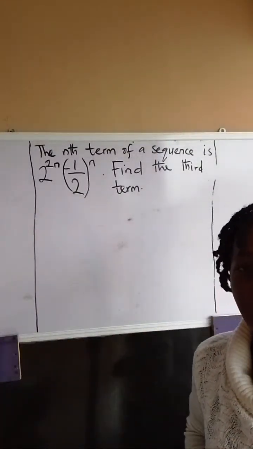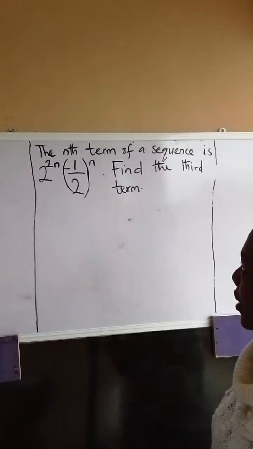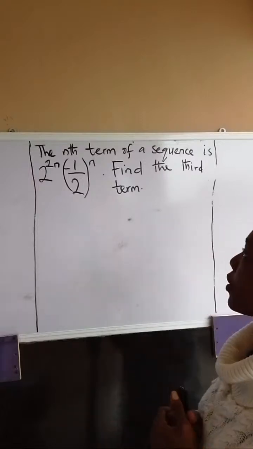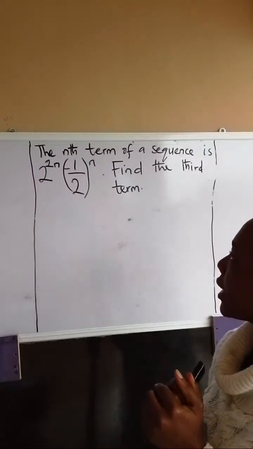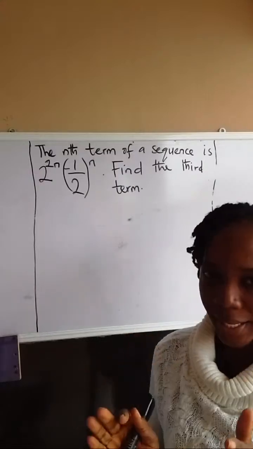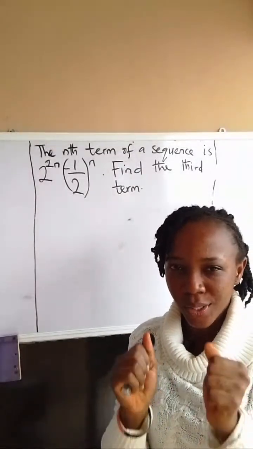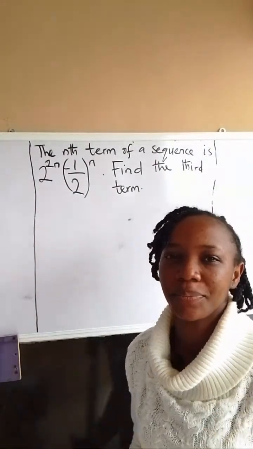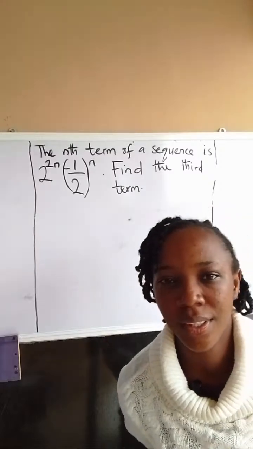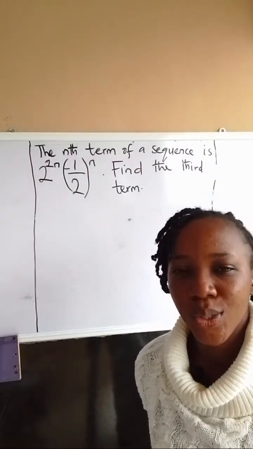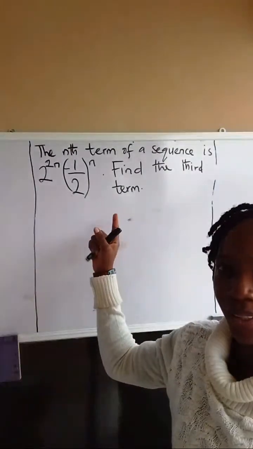You have just a few minutes to solve this question. The nth term of a sequence is 2 to the power of 2n in bracket minus 1 over 2 to the power of n. You are to solve this question now. You have just 2 minutes to solve it.